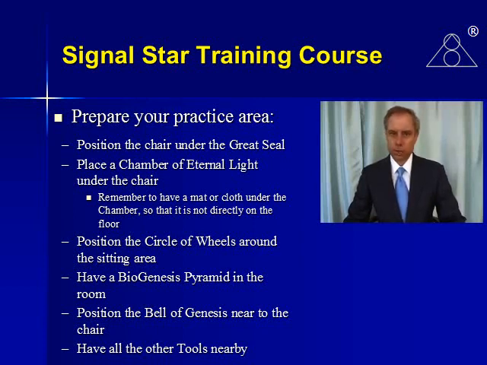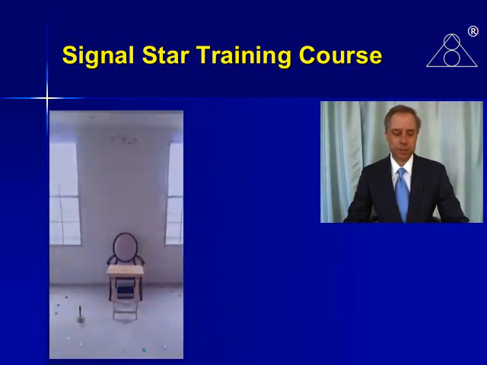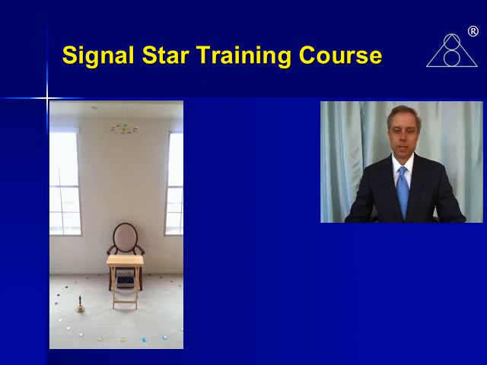Position a circle of wheels around the chair. Have a BioGenesis pyramid nearby. Have the bell of Genesis within reach of the chair, and have all of the other tools nearby. Now, you can see the picture to the right of me, how this setup looks. If you happen to have a sequence star cell, you can even create your own elixir of life, in order to have it before you do these signaling sessions. Otherwise, just use whatever tools you do have.